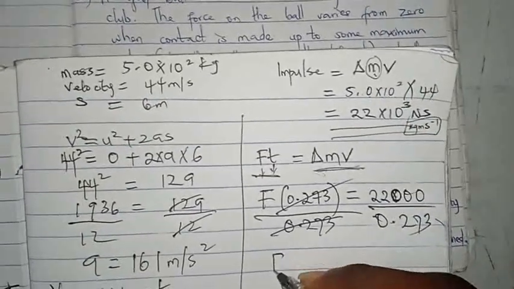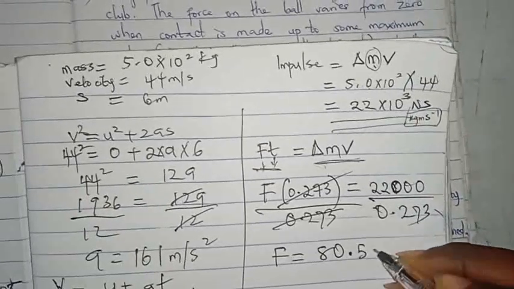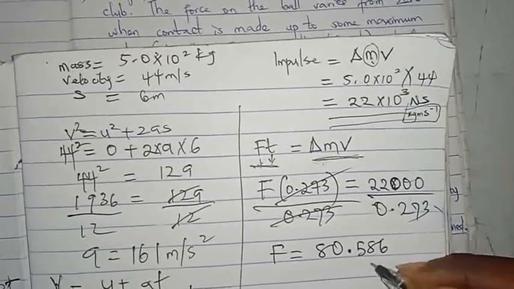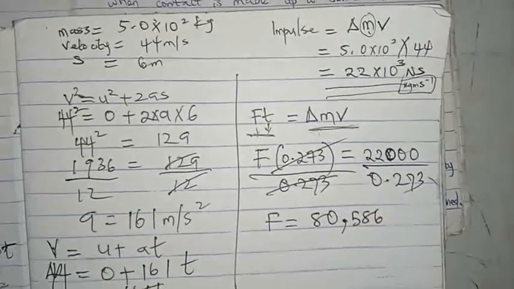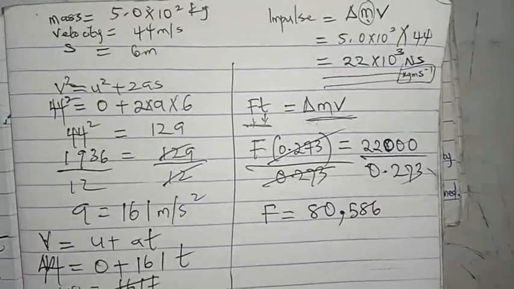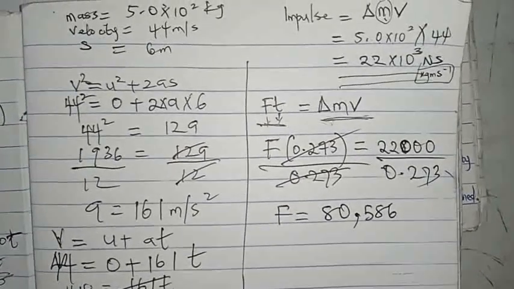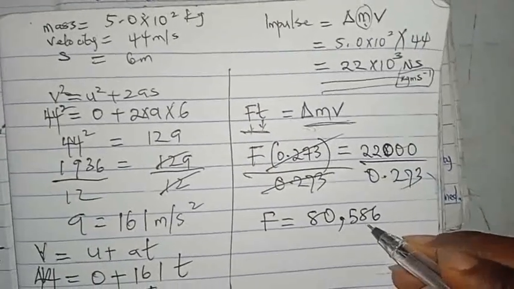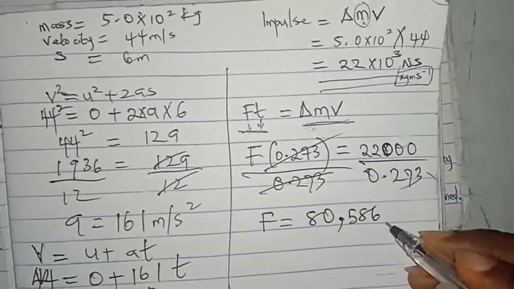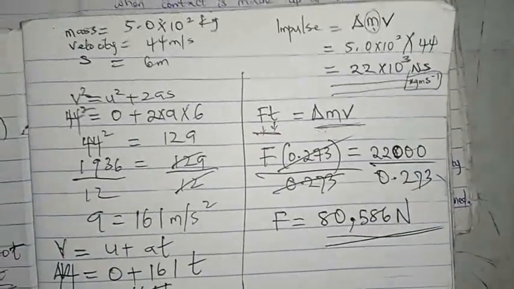So you have F is equals to 80,586. Sorry, 80,000. Yes, 80,000. What are you doing? Let's be sure. So we have 80,586 Newton. So this is what we have.